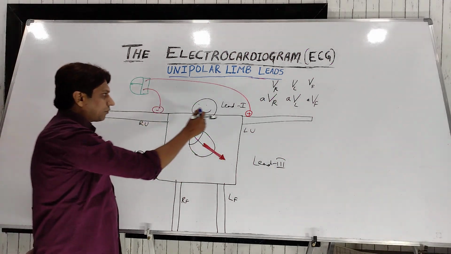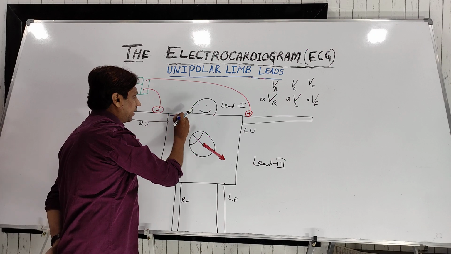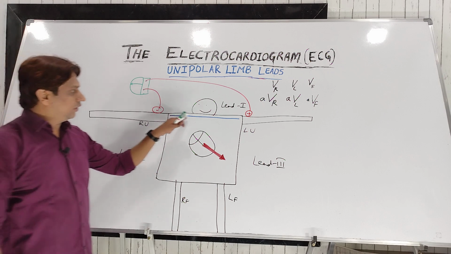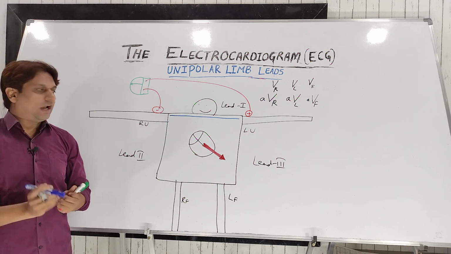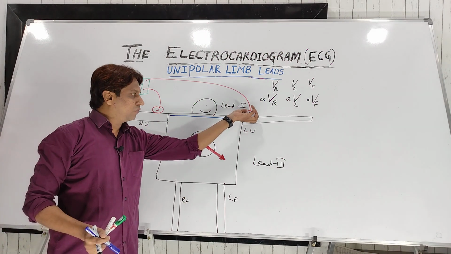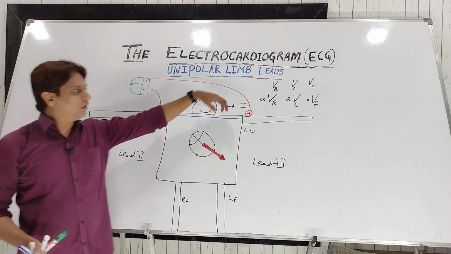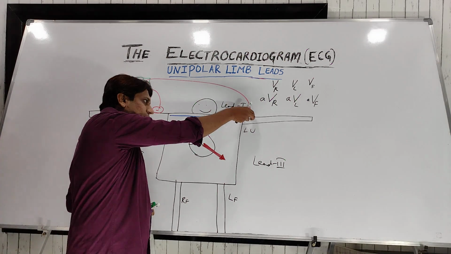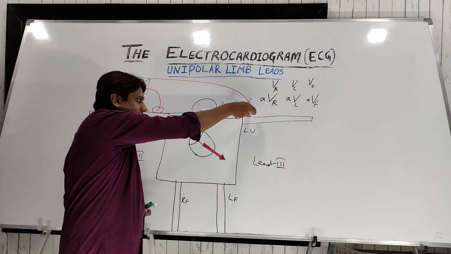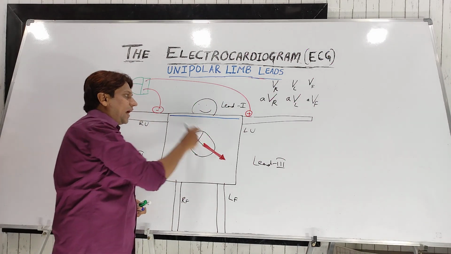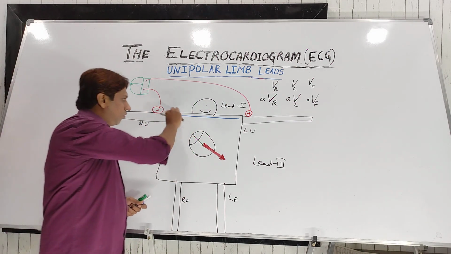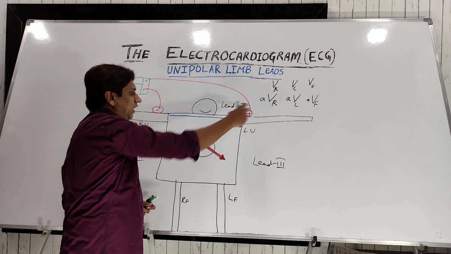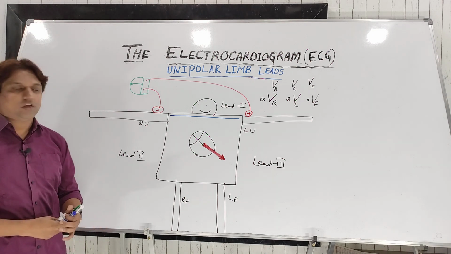Lead 1 records the electrical activity in this direction; the axis of lead 1 is like this. What do we mean by the axis? Suppose this positive electrode is the camera or eye of a person, and through this electrode we are watching the electrical activity of the heart. If it records the electrical activity of the heart along this axis, this is the axis of the lead, and this is the axis of the cardiac vector.